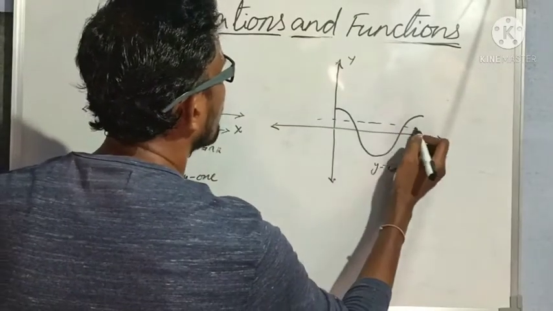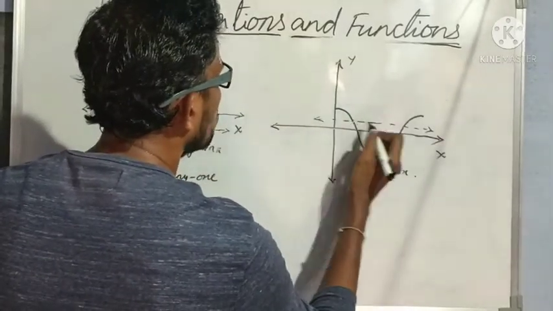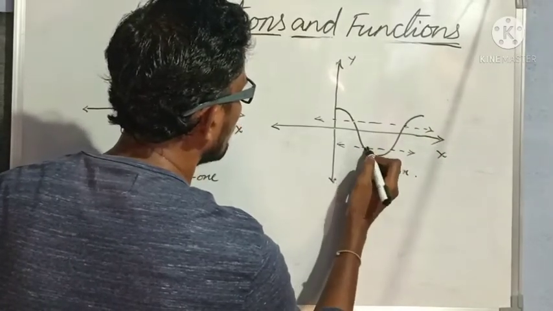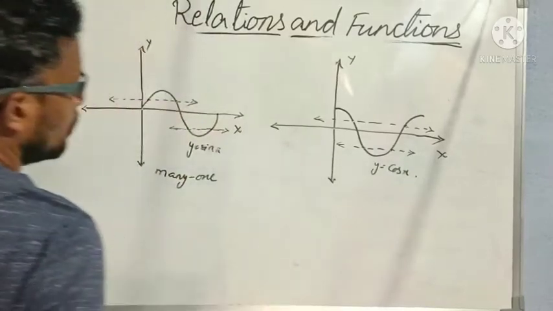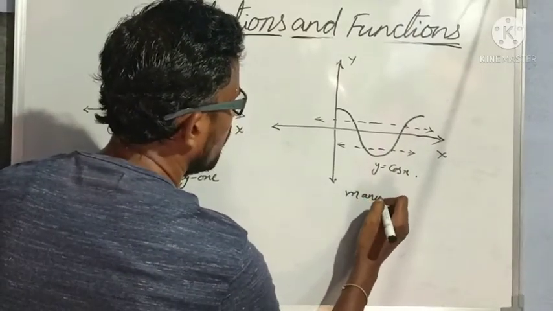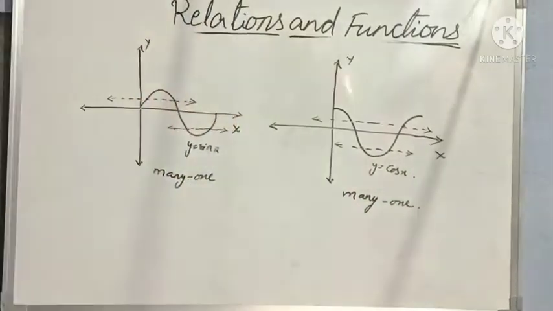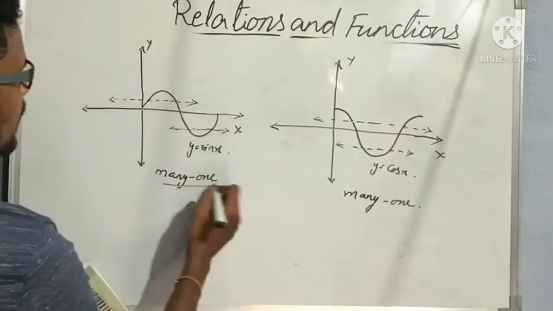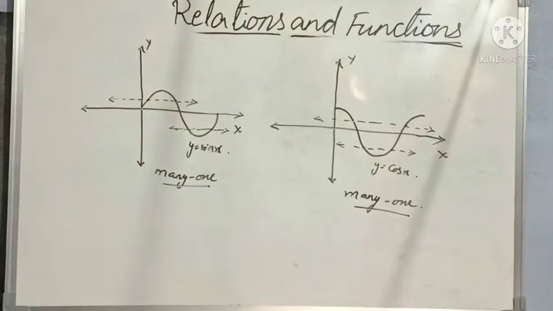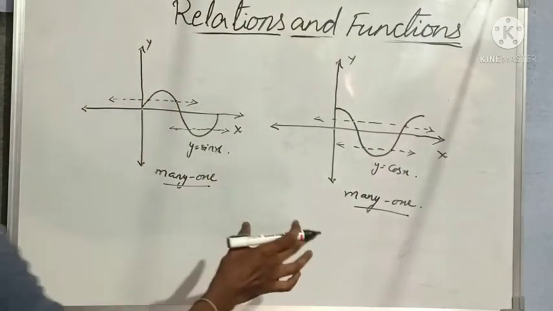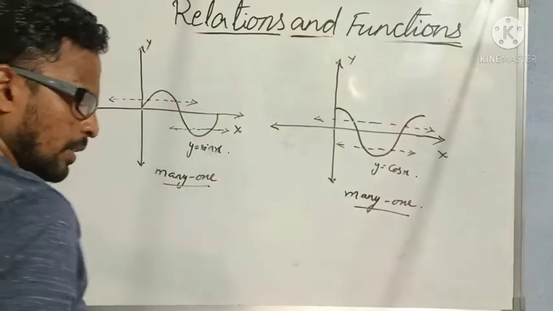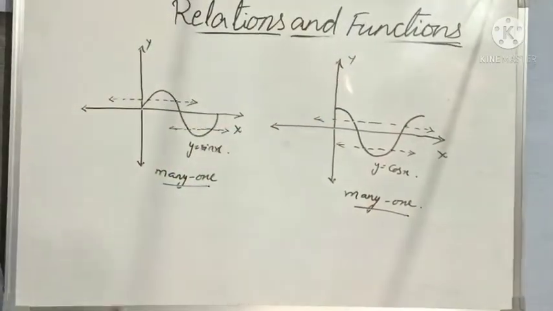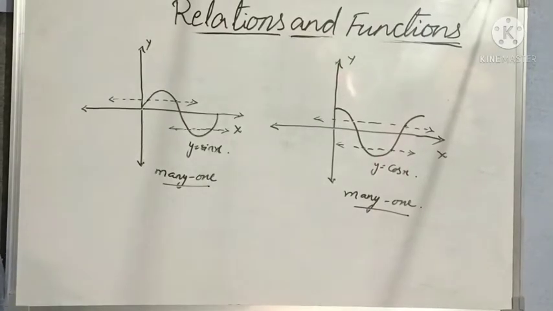Many one function. So here also, here it is intersecting and here it is intersecting. Even if I draw down, here also it is intersecting at how many points? Here and here. So 2. So this is also what type of function? Many one function. Understood? So y is equal to sin x and y is equal to cos x are what type of functions? Many one functions. Okay? This is about how to identify many one function, one one function, and whether a given relation is a function or not.